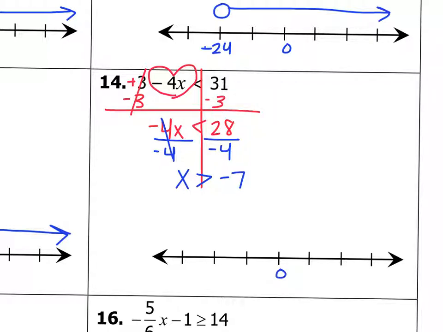So here's 0. Negative 7 is somewhere over there. It's an open circle. x is greater than. I shade to the right.